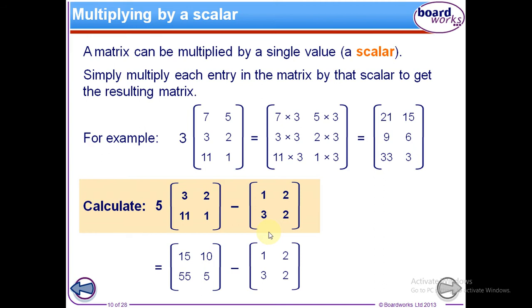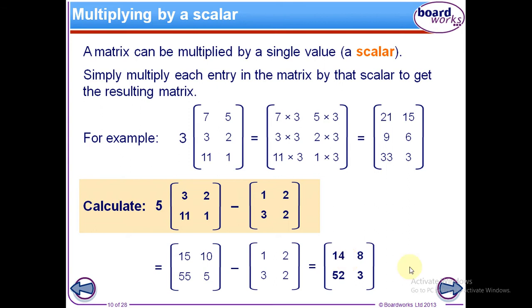So what about this one now? Here I have 5 times 3 is 15, 5 times 11 is 55, 5 times 2 is 10, 5 times 1 is 5, then minus this. Since you have this, you can now take away the corresponding element. 15 minus 1 to get the entry there, 10 minus 2, and so on and so forth, and we end up with this.